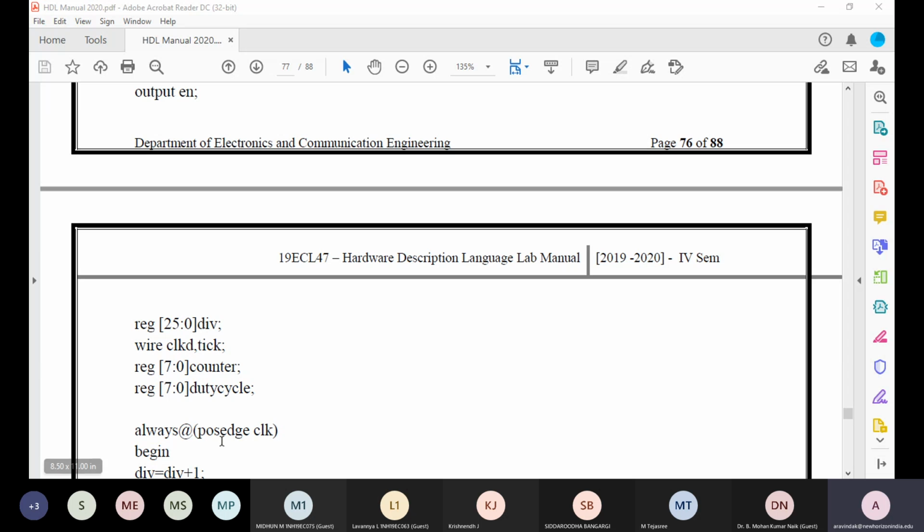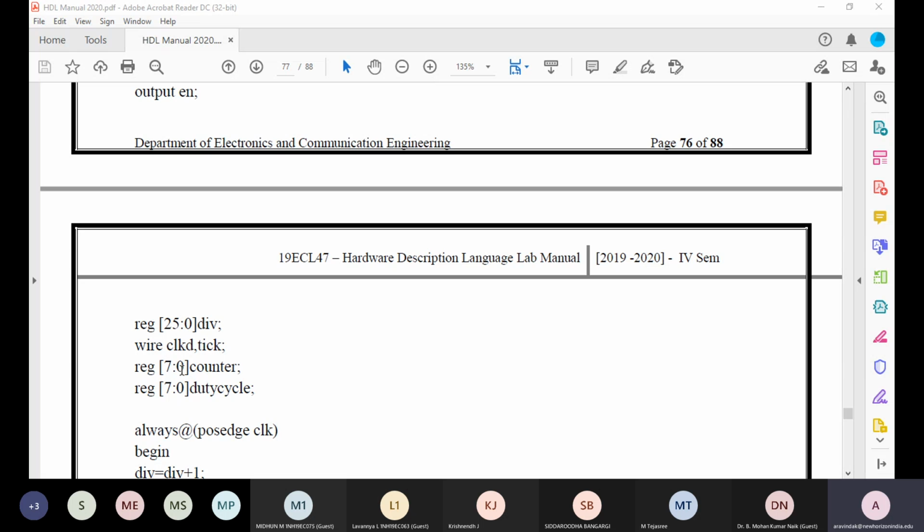I'll tell you later on why we are using this 26-bit register when I discuss the logic of driving the motor. We have 2 wires called clock D and tick. Again, what is clock D? Division of the clock. What is tick? That is based on the switches we press.